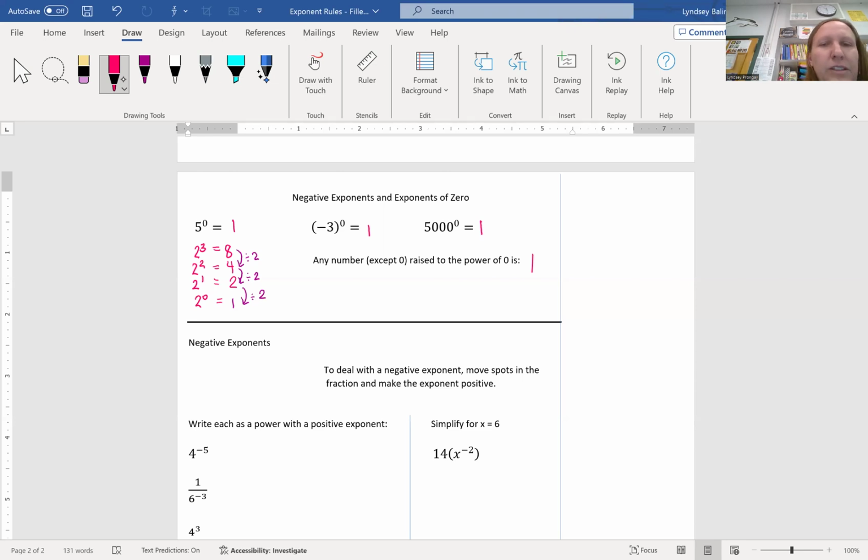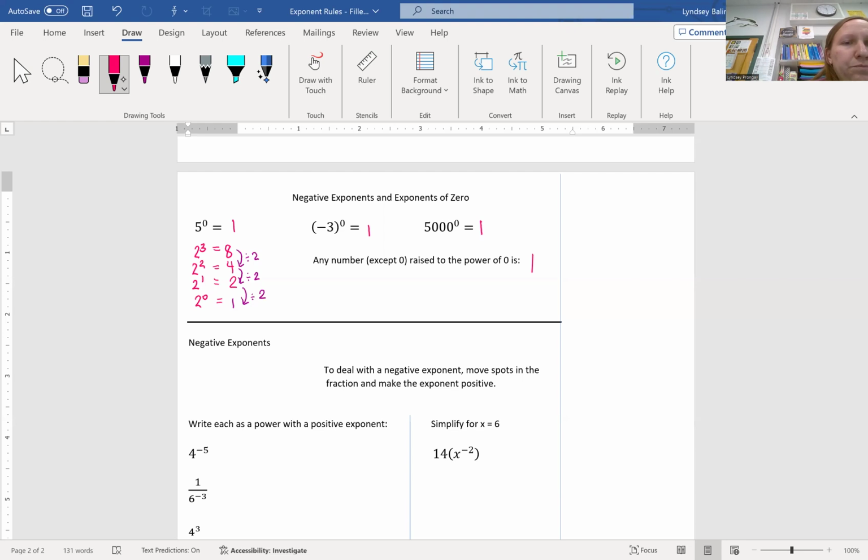Okay, negative exponents look hard, but once again, not really. To deal with a negative exponent, it just means it's in the wrong spot of a fraction. If it was in the numerator of a fraction, you're going to say, well, I've got to send you to the denominator. If it's in the denominator of a fraction, I'm going to pull you out into the numerator. And when you move it into the right spot of the fraction, you turn that exponent positive. That's really all you have to do here.